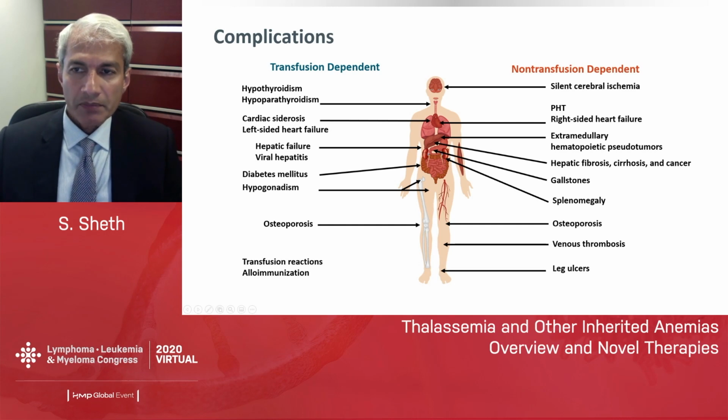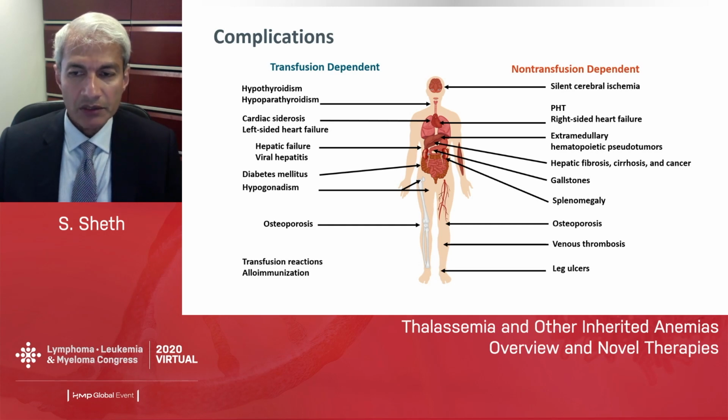Amongst the non-transfusion dependent patients, most of the complications are related to the disease itself. And most of these are related to a vasculopathy that results in these patients from the abnormal red blood cells that are coming out of the bone marrow. Silent cerebral ischemia is not uncommon. Pulmonary hypertension and right-sided heart failure, the presence of extramedullary hematopoietic pseudotumors with complications including spinal compression, hepatic fibrosis, cirrhosis, and cancer may develop as well.